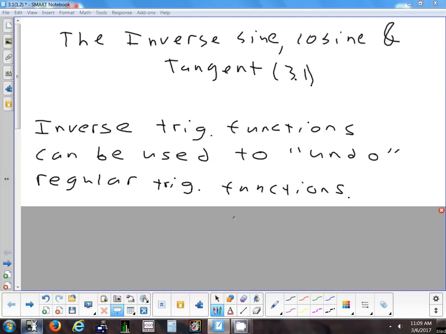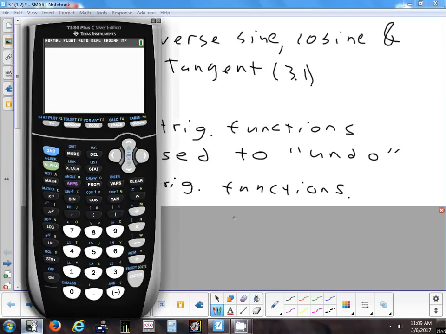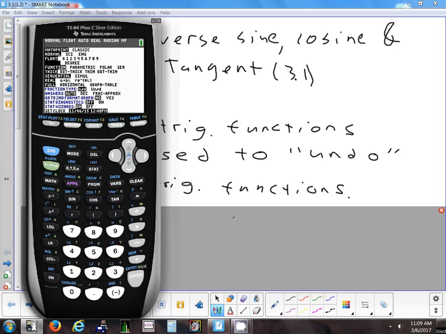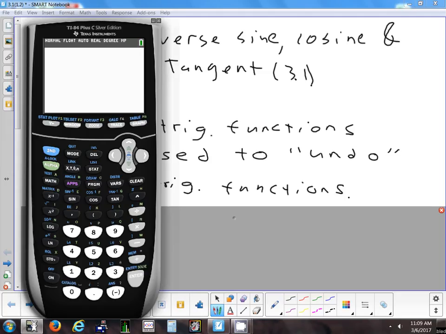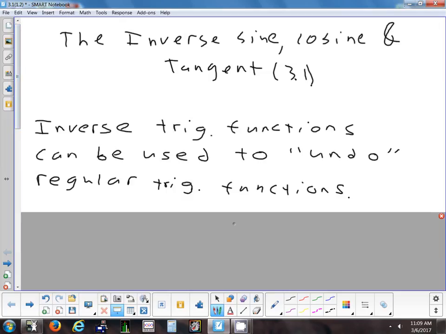Like if I press on my calculator, it doesn't matter if I do this in degrees or radians. I'm doing it in degrees. If I press sine 45, I get 0.707. Well, there's got to be a way to take this number 0.707, work backwards, and get 45 back. And you can. And the way you do it is with what's called inverse trig.